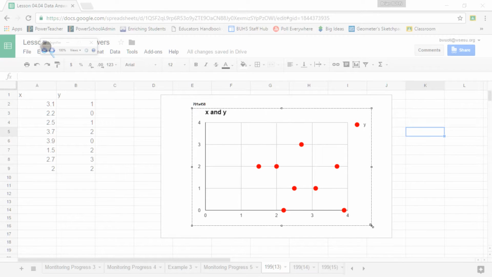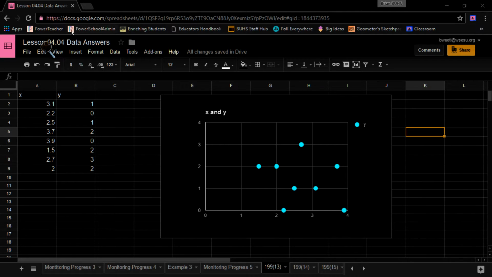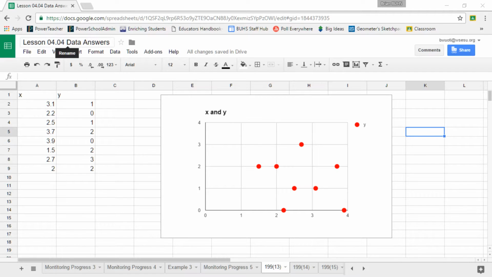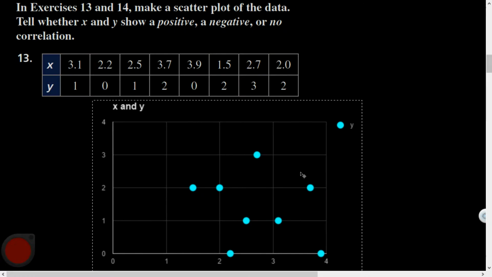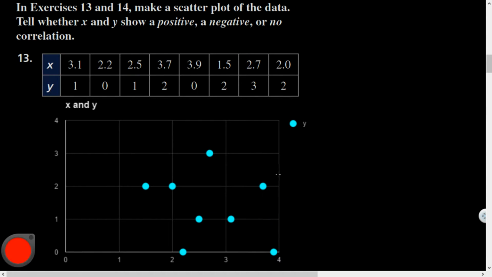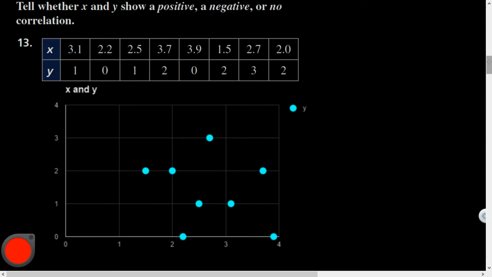All right, so here's my data. Right, you guys could have graphed using a variety of means. You could have just made your own graph. But if you were to use the Google sheet that I gave you, that's just perfectly fine.